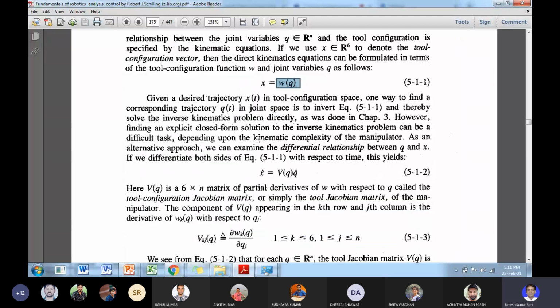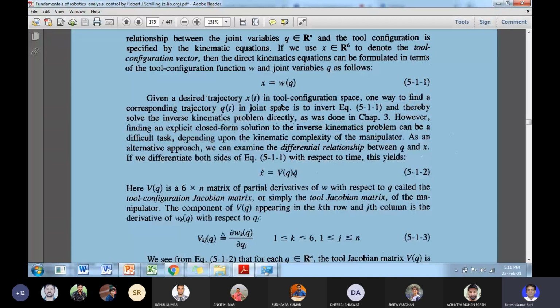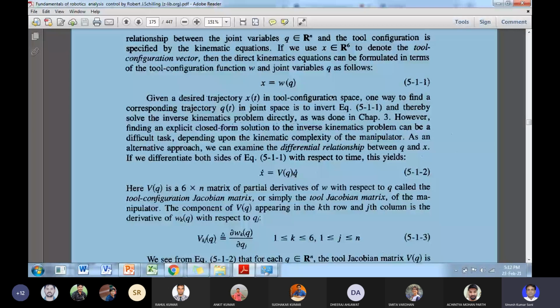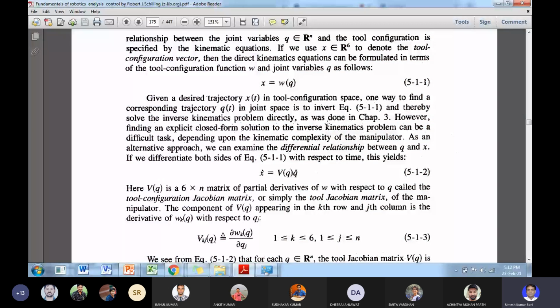Given a desired trajectory x(t) in tool configuration space, one way to find a corresponding trajectory q(t) in joint space is to invert this equation. This is the inverse kinematics problem that we have studied previously. However, we can also use the Jacobian matrix like this.